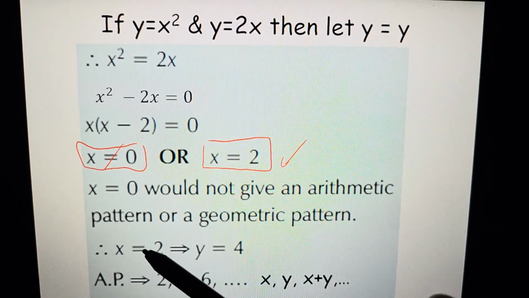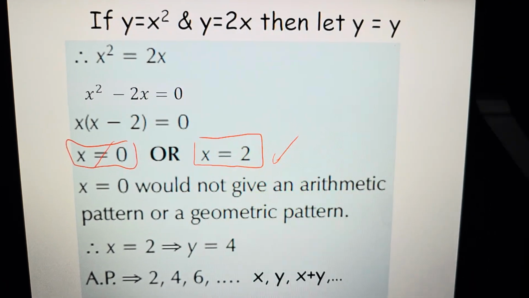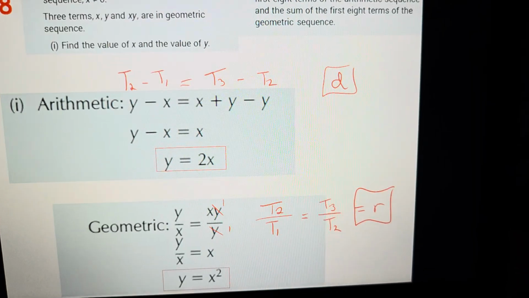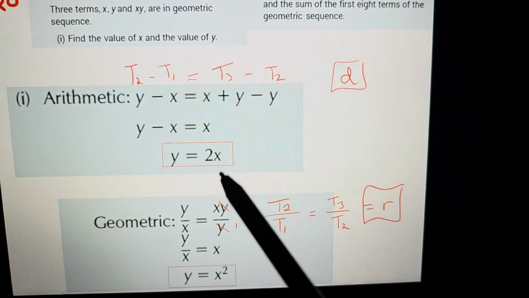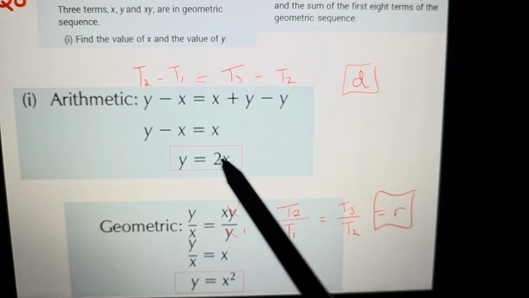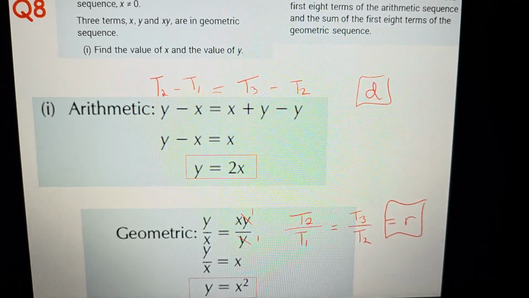Right, so if x was 2, I now need to figure out, well, what is y? So I go back to the previous equation for y. You can sub your value for x in here, or you could sub it in here. It doesn't matter which one you pick. Okay, so if I just sub it into that one, if x is 2, then y is 4.